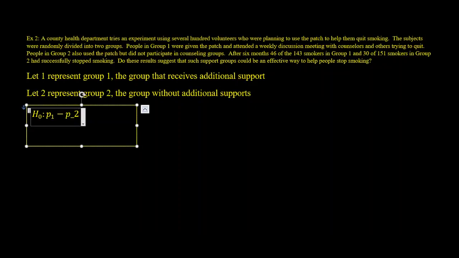So now we're going to state our hypothesis. The null will be that the proportion that quit with Group 1 minus the proportion that quit in Group 2 equals 0. So we're saying there's no difference. That would indicate that the support doesn't help. The alternative is saying that there is a difference, that p1 minus p2 is greater than 0. We're saying that p1 has to be bigger than p2, so we get a value bigger than 0, which would indicate that the supports in Group 1 helped.